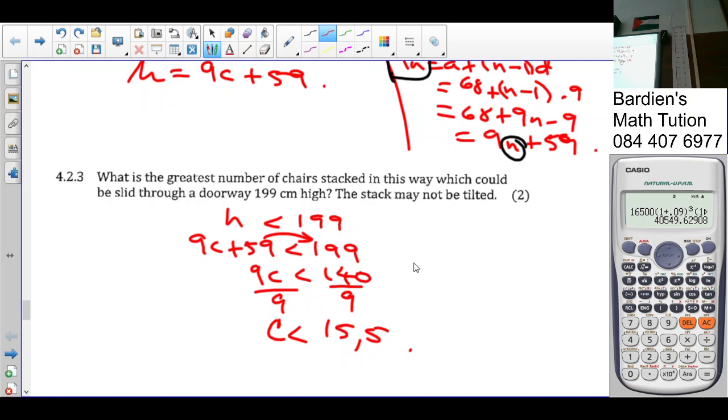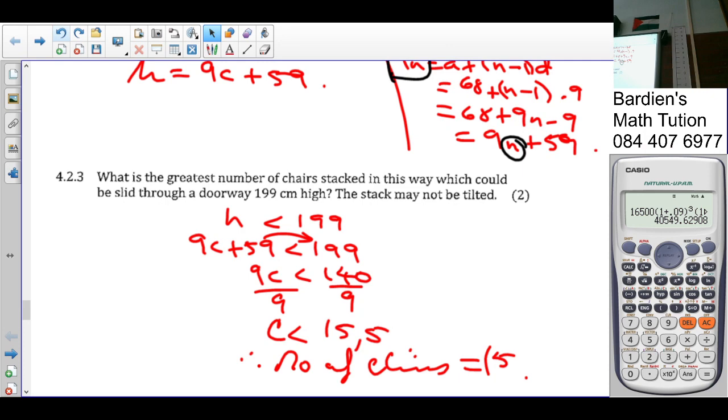So how many chairs do we need to fit through the door? What's the maximum number? 15. Even if this was 15,9, how many chairs will be the maximum number? 15 still. Can you see that, people? Why? Because at 16 it's going to be over. It's going to be taller than the doorway. So therefore, the number of chairs is equal to 15, or 15 chairs will fit through. Does it make sense, people?